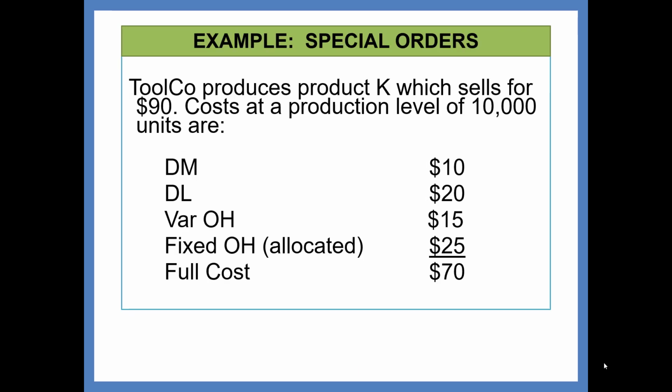Here's our example. Toolco produces product K, which sells for $90. Cost at a production level of 10,000 units are direct material, $10, direct labor, $20, variable overhead, $15, fixed overhead allocated, $25. The full cost of production is $70. Now, this is a per unit amount of cost incurred for each unit.